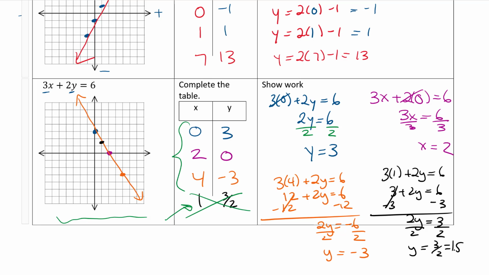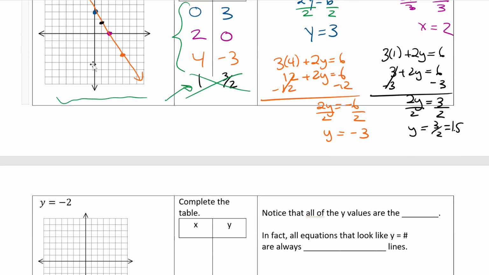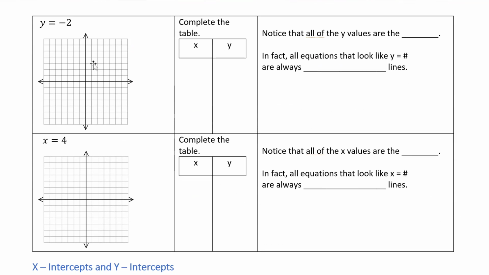Okay, so however you're going to get 3 good solutions. On the next one, remember when we talked about y equals -2? What this tells us is no matter what we pick for x, y is going to be -2. So if I pick 0 for x, y is -2. If I pick 1 for x, y is -2. If I pick 2 for x, y is -2. It doesn't really matter what you pick for x, y is always going to be -2.